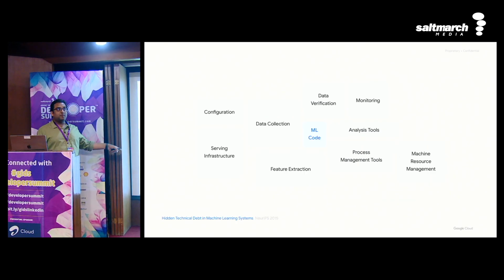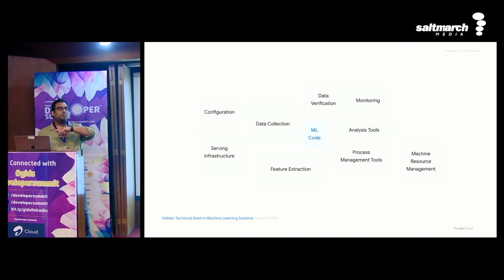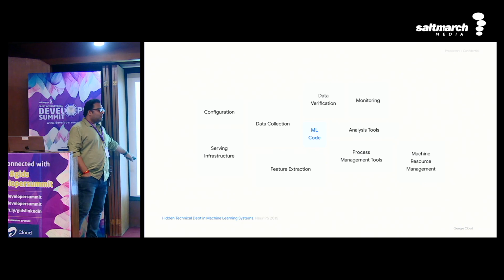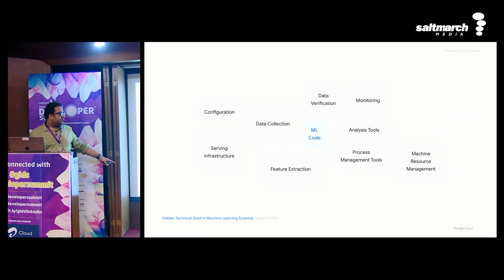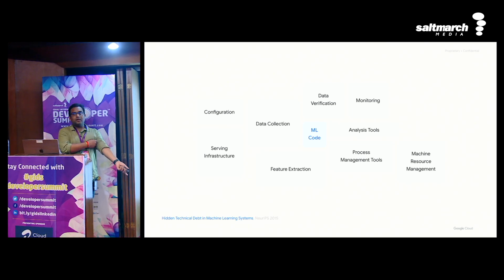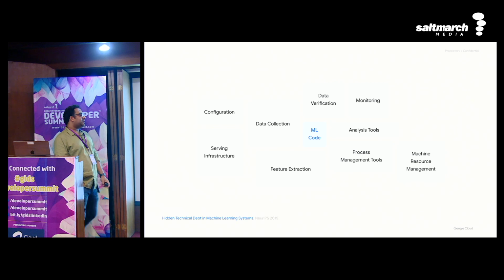I don't know how many of you have read this. Has anybody read this? Hidden Technique? I see one. Anybody else? I would say please go read this paper. It's called Hidden Technical Debt in Machine Learning Systems. It's available online. It was published way back in 2015 or 2016.